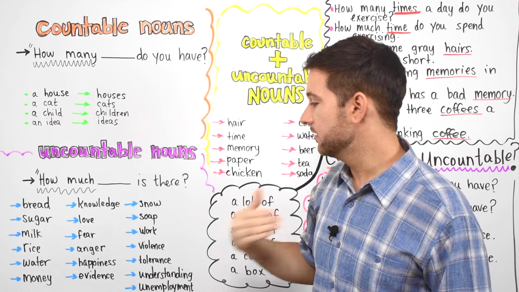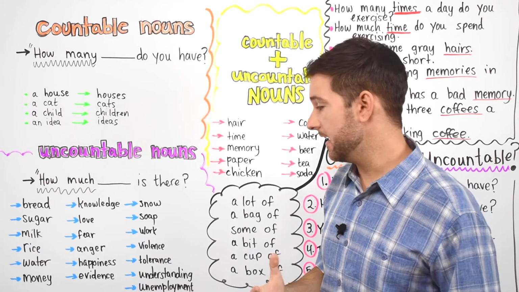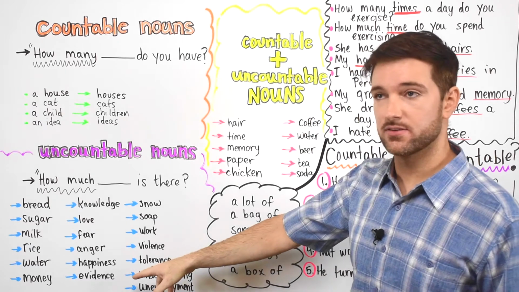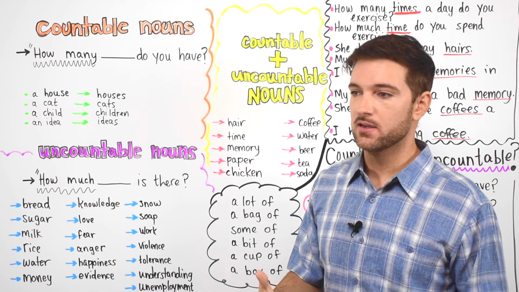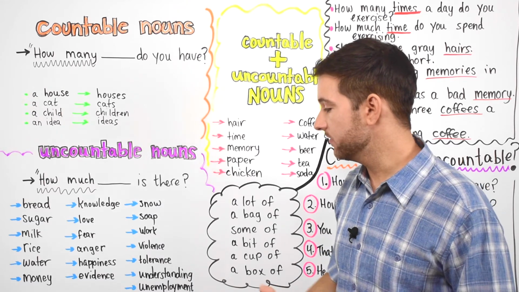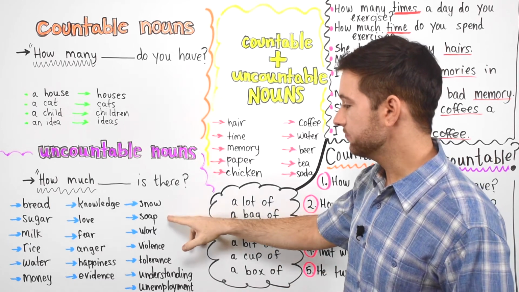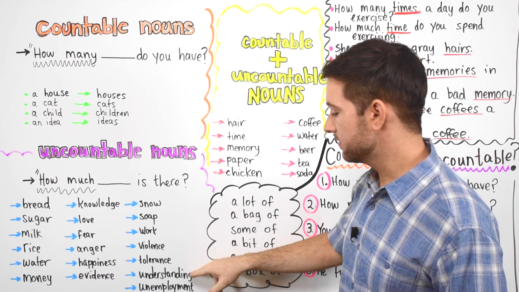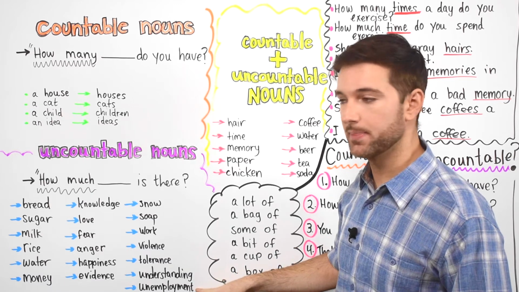Love in your heart, fear when you're scared, anger when you're upset, mad, happiness when you're just smiling all the time. Evidence, okay? Evidence is like there's an investigation, the police come and they want to investigate what's happened or what is happening in a situation. They need evidence to complete their investigation. Snow, soap, work, violence, tolerance, understanding, and unemployment. Unemployment is when people do not have a job, okay?